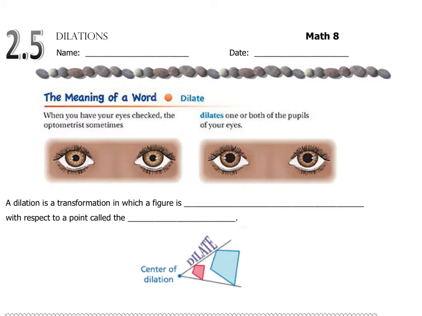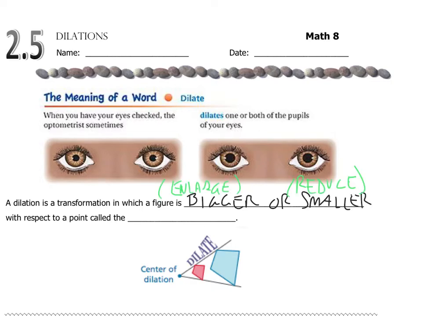So a dilation is one of the transformations we are going to talk about, in which a figure is bigger or smaller. When we talk about bigger and smaller with the word dilation, we refer to bigger as enlarge and smaller as reduce. And this will happen with respect to a point called the center of dilation.